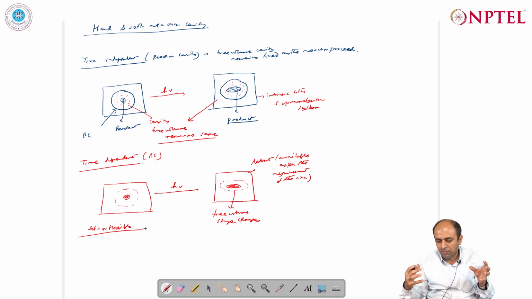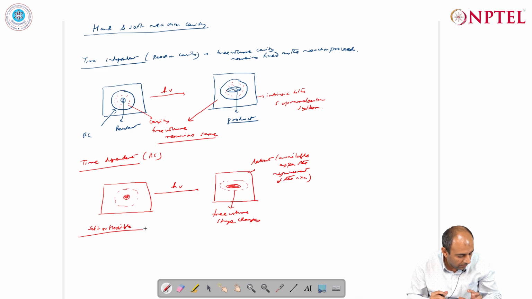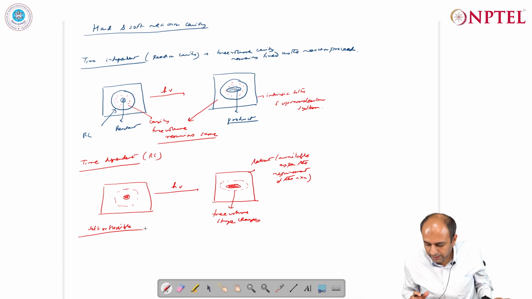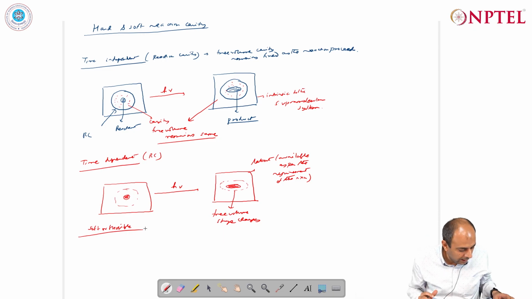The cavity is also flexible, so that the free volume can also change depending on the changes in the shape of the cavity as well. So in one case it is intrinsic, in another case it is a latent cavity which is available as per the requirement of the reaction.